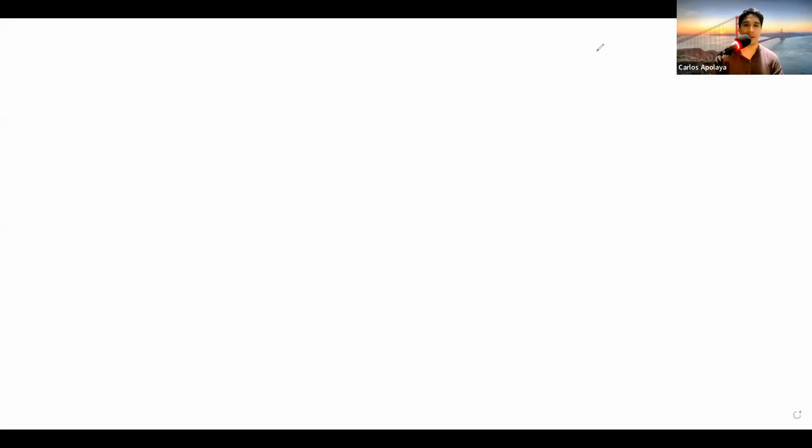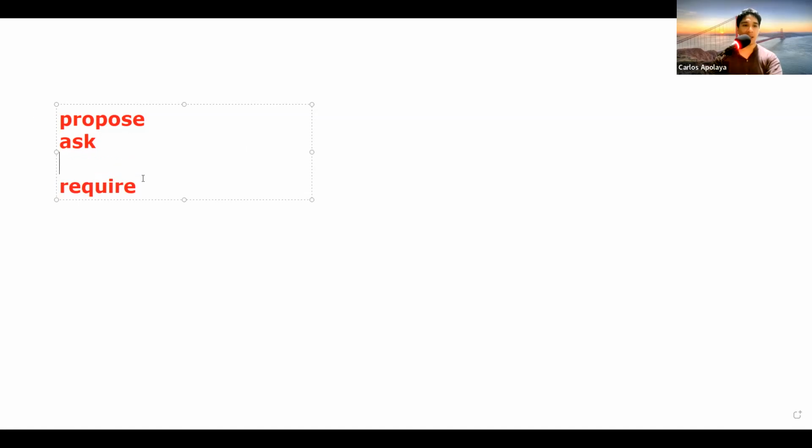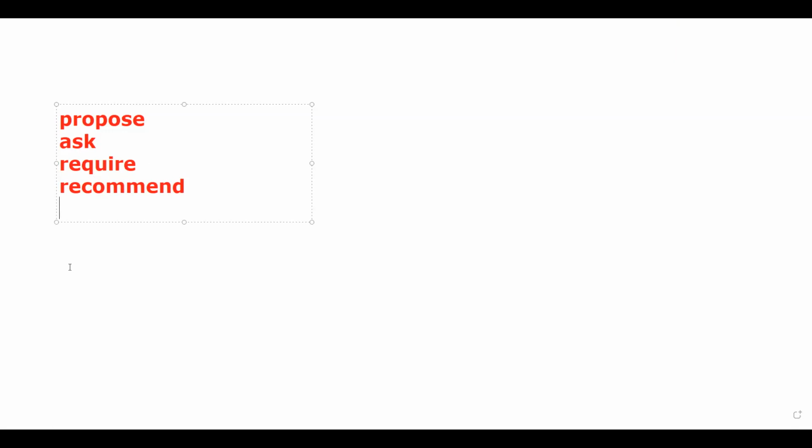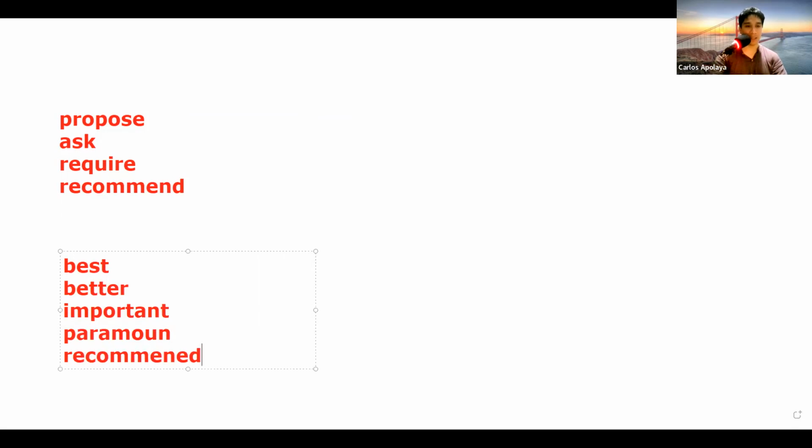Take a look at this. In English, we have some verbs, like propose, ask, request, require, recommend, among other verbs that we can include here: propose, ask, require, recommend, etc. And we have some adjectives like best, better, important, paramount, and recommended, etc.